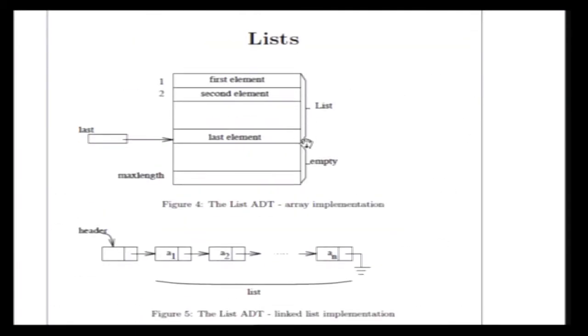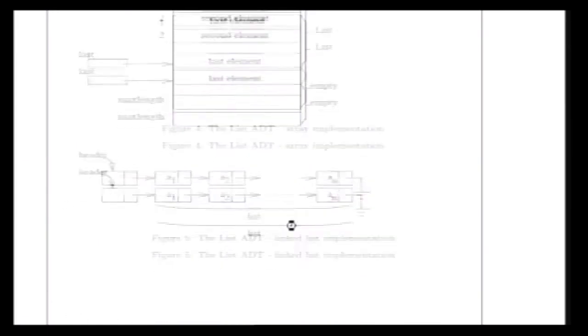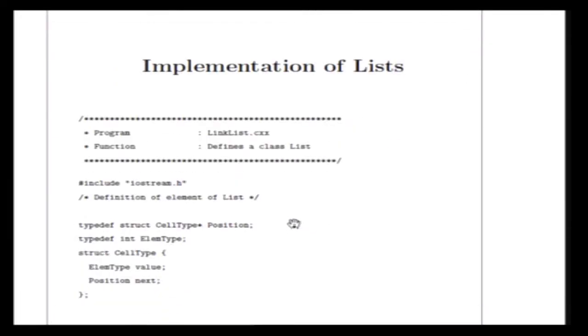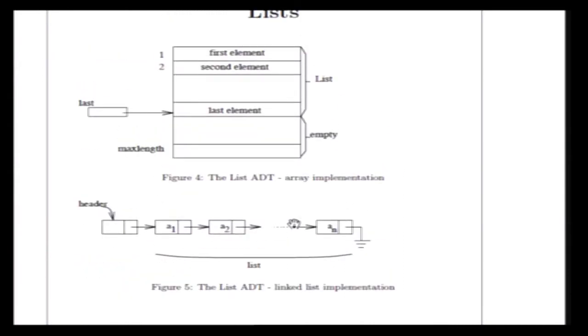The two different kinds of data structures that we have for implementing lists are an array and a linked list. Remember the course we did using the linked list, if I remember right. What we did over there was the implementation using the linked list.